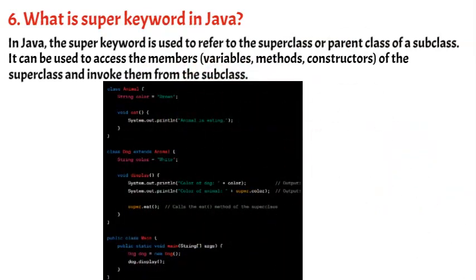In this example, the Dog class extends the Animal class. The Dog class has its own color variable and a display method. Inside the display method, color refers to the color variable of the subclass Dog, while super.color refers to the color variable of the superclass Animal. Similarly, super.eat() is used to invoke the eat method of the superclass.